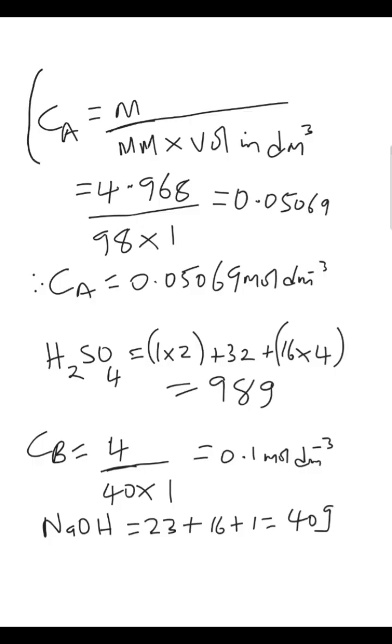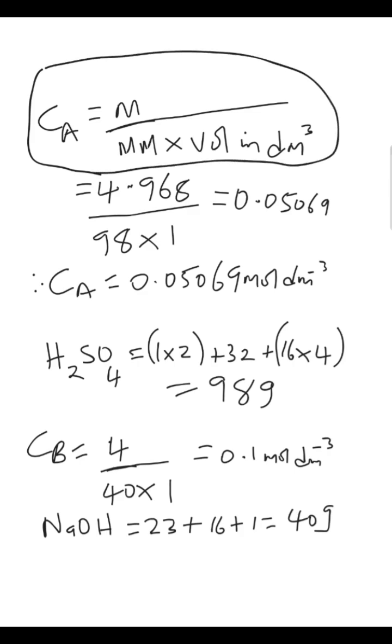This is the formula for molar concentration. The molar concentration of an acid is equal to the mass of that acid in grams, divided by the molar mass, Mm here meaning the molar mass of the acid, times the volume of that acid in dm cube.